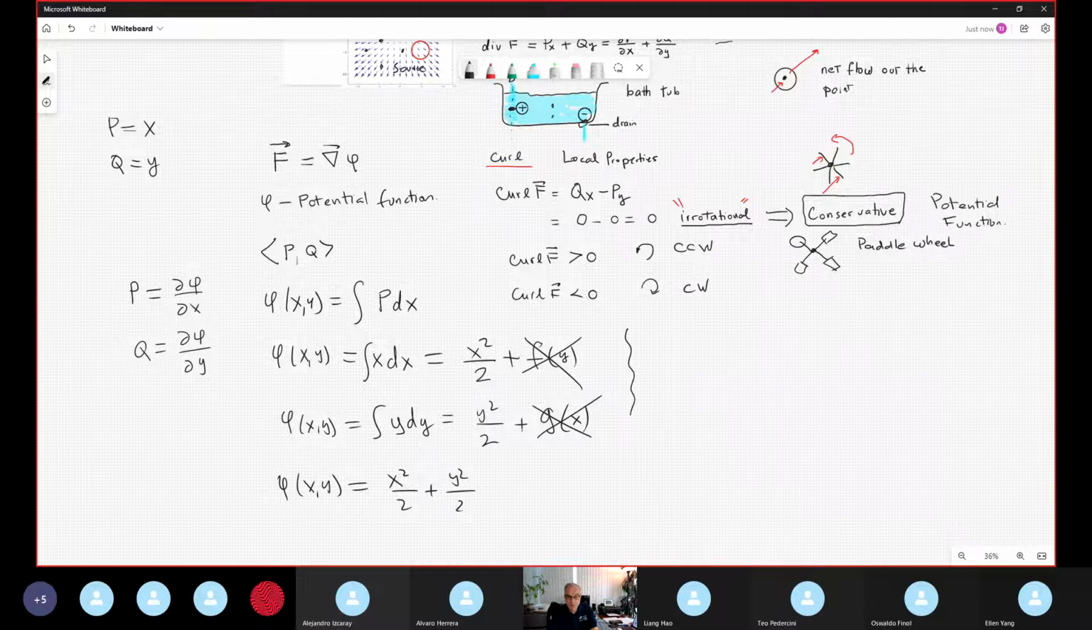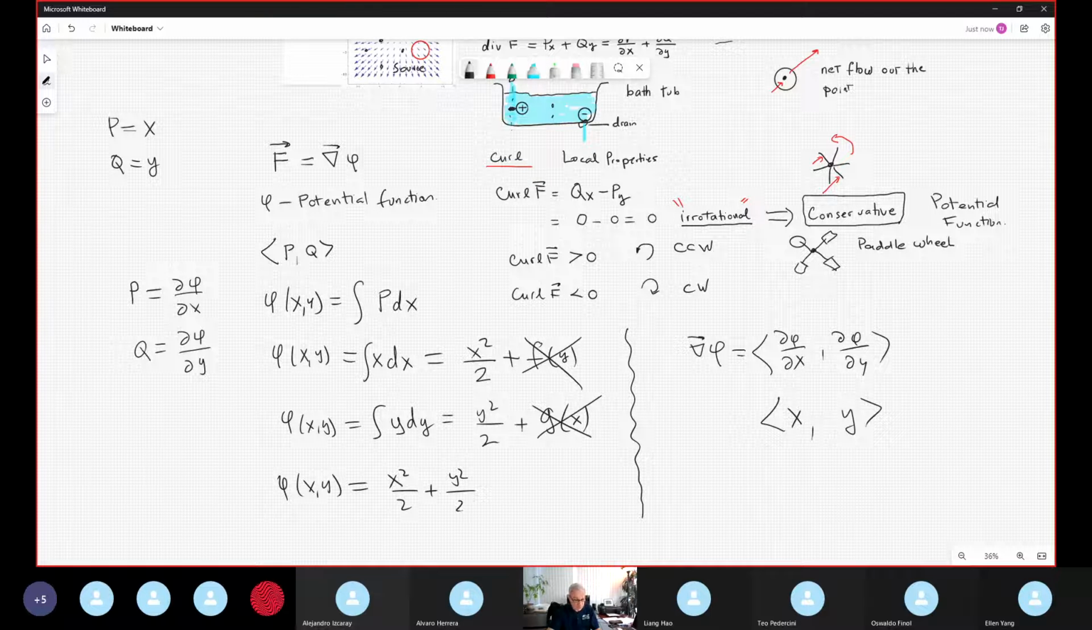Suppose let's do it backward. Suppose I give you that function, which is scalar, no? I ask you to compute the gradient of this. Okay, no problem, I try. I know the definition is the partial derivative of phi with respect to x, comma, the partial derivative of phi with respect to y. Let's do it quickly. The partial derivative with respect to x is x. The partial derivative with respect to y is y. Do you see that we come back to the beginning?